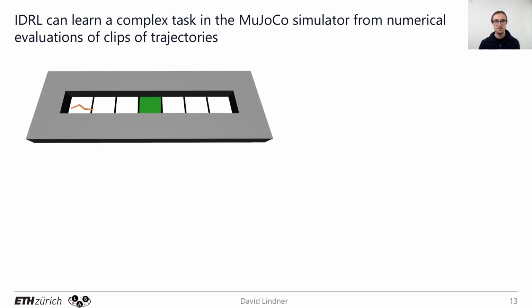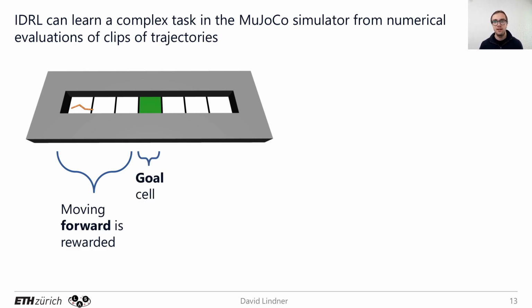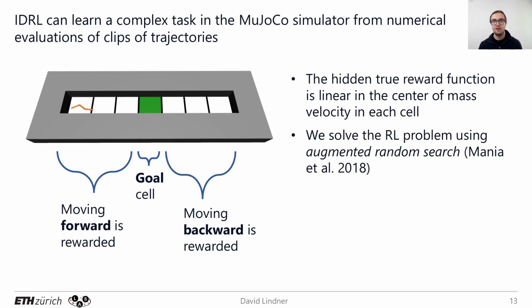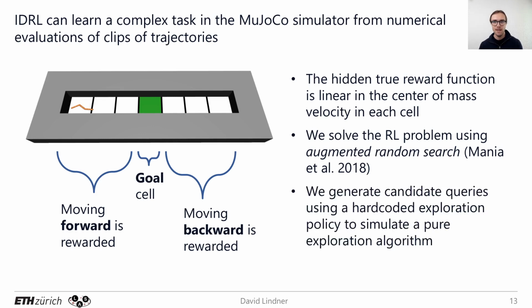Finally, let me show you this more complex environment that we designed in the MuJoCo simulator. Here, the swimmer robot has to move to the green square in this corridor, and the underlying true reward function rewards the agent for moving forward before the goal and rewards it for moving backward if it passes the goal. However, this is a linear reward function in some set of features, but the agent does not observe this reward function. We use an off-the-shelf RL algorithm to solve the environment. And we use an exploration policy to provide trajectories from which we can make queries. And from these trajectories, the agent can then query clips, and it observes the sum of reward over these clips.